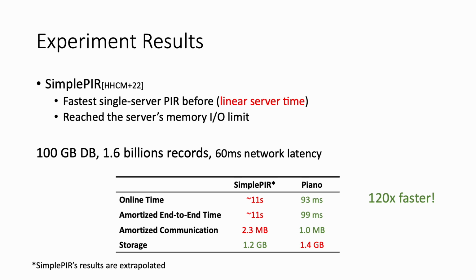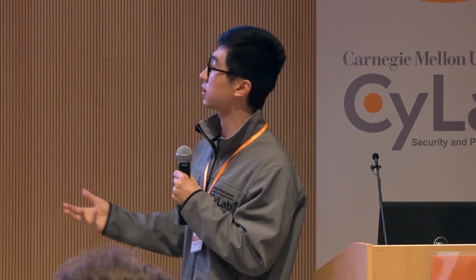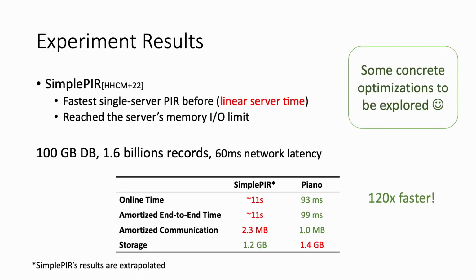For a 100 gigabyte database, this is probably the largest experiment in the PIR work, with 1.6 billion records, we assume a network latency of 60 milliseconds. SimplePIR takes more than 11 seconds to finish one query, but Piano actually takes like 93 milliseconds, so it's actually less than 100 milliseconds to finish one query. And notice that the actual computation time only takes like 33 milliseconds, so it's actually 120 times faster. Also our amortized communication is even smaller than SimplePIR. And we have some concrete optimizations to be explored later.